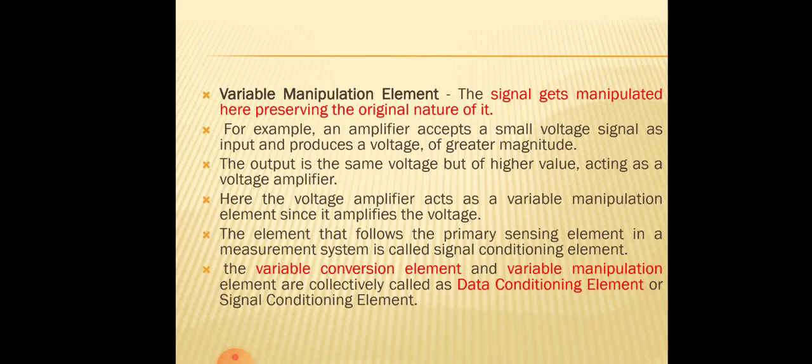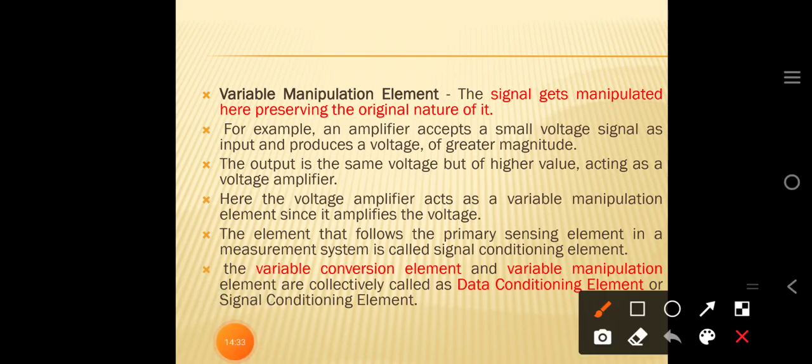Then the third block is the variable manipulation element. From the name itself, we can say, manipulation element means what? The signal gets manipulated here, preserving the original nature of it. Means the signal is manipulated, it is changed in some other form, but preserving the original nature of it. It does not change its original nature.